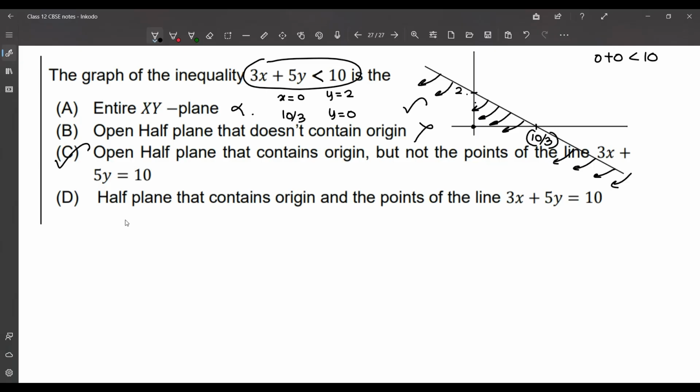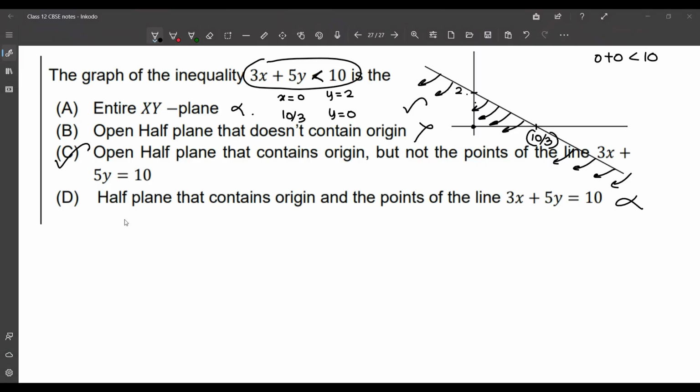Half plane that contains origin and the points of the line 3x plus 5y equals 10. No, because it's only less than and it's not less than or equal to. If it were less than or equal to in the question, option D would have been the correct answer. But here option C is the perfect answer.